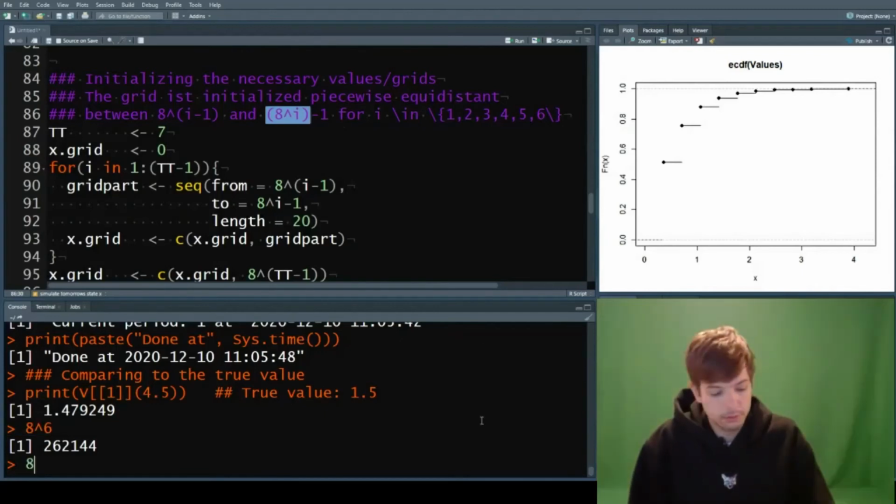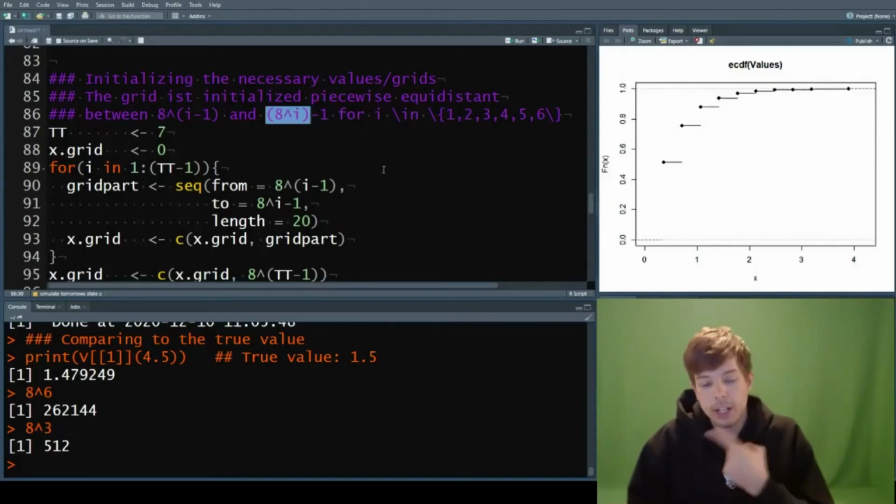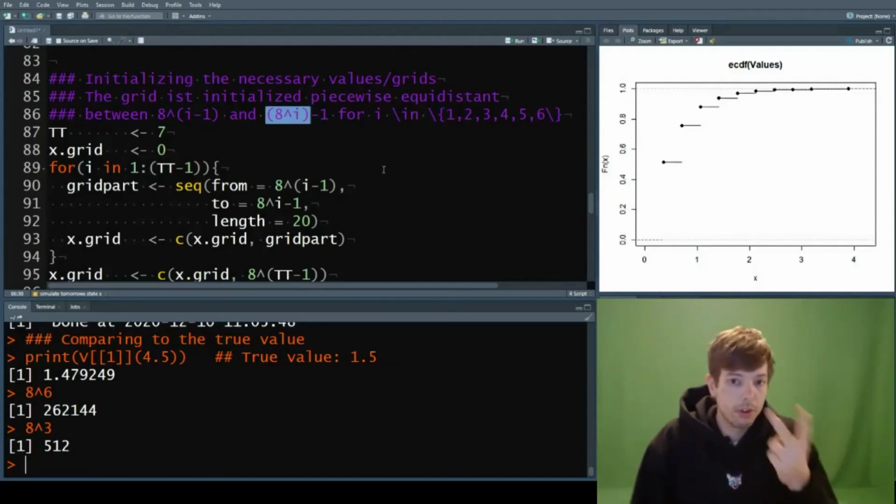512, and so on. So the grid gets wider and wider the higher our wealth is, because we know that high wealth can only occur very rarely and, secondly, contributes to the value function in the end only to a very small fraction.